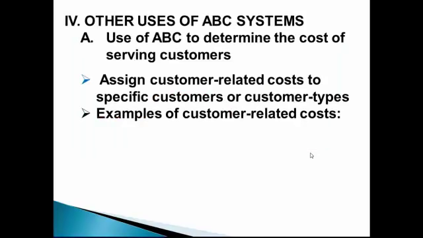So first we'll look at the ABC to determine the cost of serving customers, and what we're trying to focus on here is when you have a certain type of customer, there may be costs associated with that. For example, customer support. So if I call in and maybe I get an Apple product, an iPod or iPad or iPhone, and I need support, there may be customer groups that they would want to allocate that cost to.